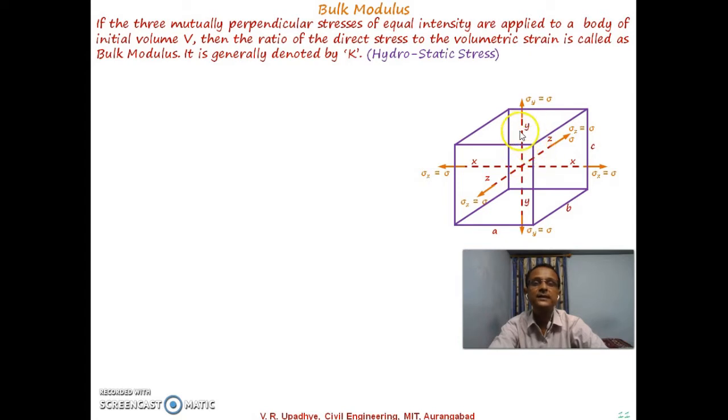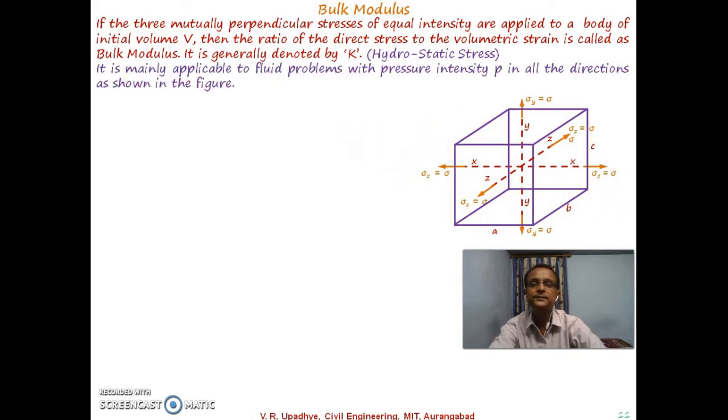So what exactly we are discussing is, if three mutually perpendicular stresses of equal intensity are applied to a body of initial volume V, then the ratio of direct stress to the volumetric strain is called the bulk modulus. So sigma x, sigma y, sigma z are all equal to sigma. All three are equal, and then this ratio will be the bulk modulus.